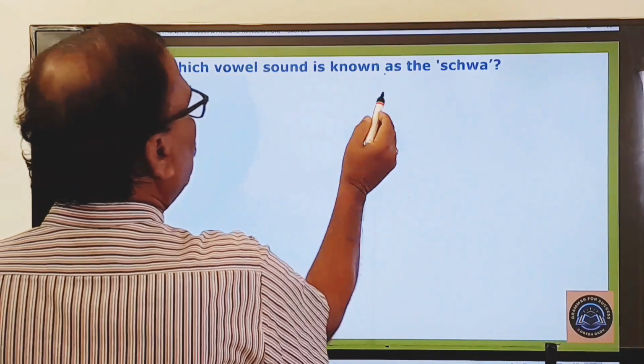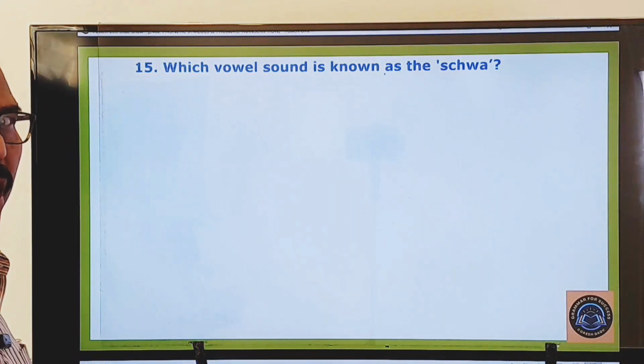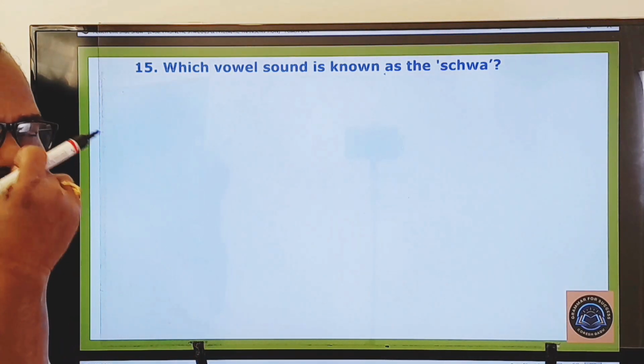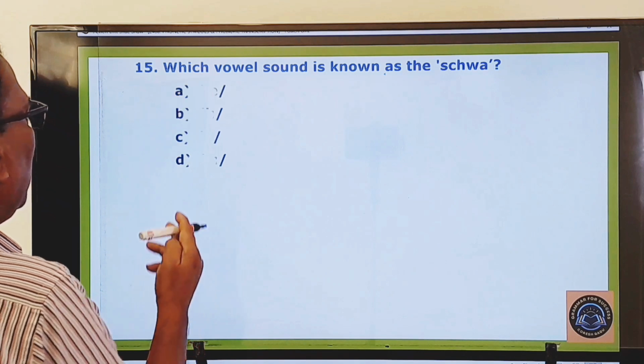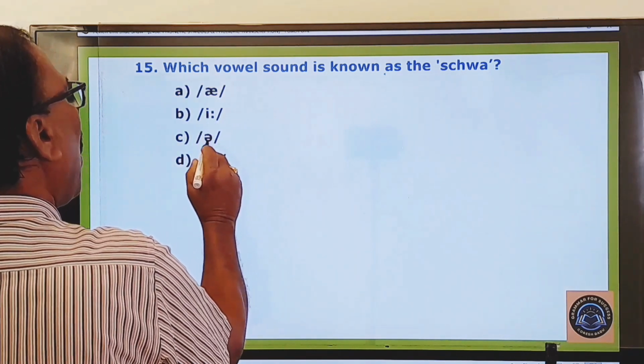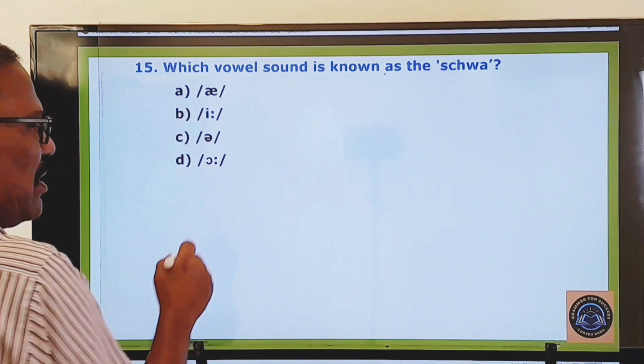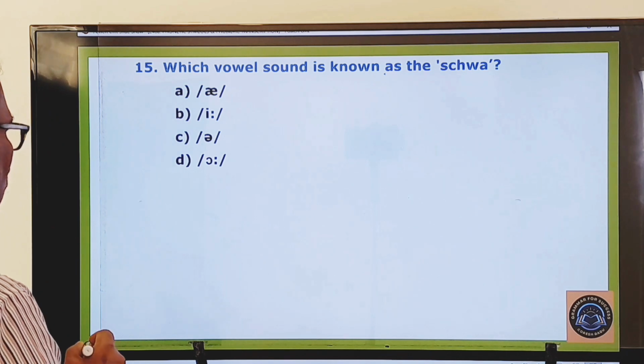Now let's move on to other questions. Which vowel sound is known as the schwa? Schwa, you know very well. Some vowel sound is called schwa. What is that? Here, ya, e, a, o, some. These are the vowel sounds.